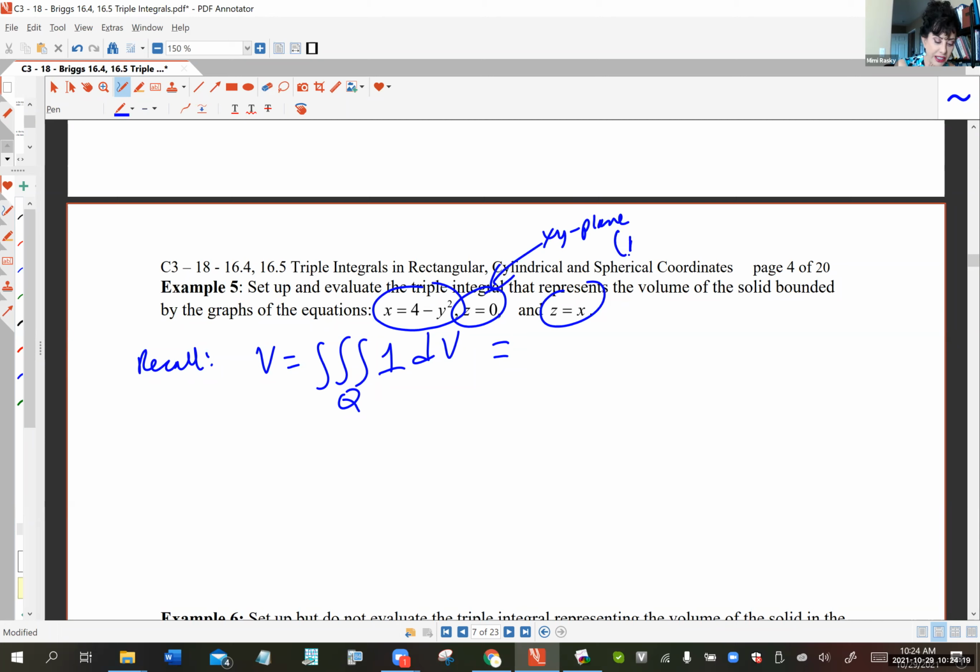So I claim z equals 0, which is the xy plane, is going to be where the base of the solid is. And z equals x is the capping surface. And that's just a plane. So it's just a flat capping surface.